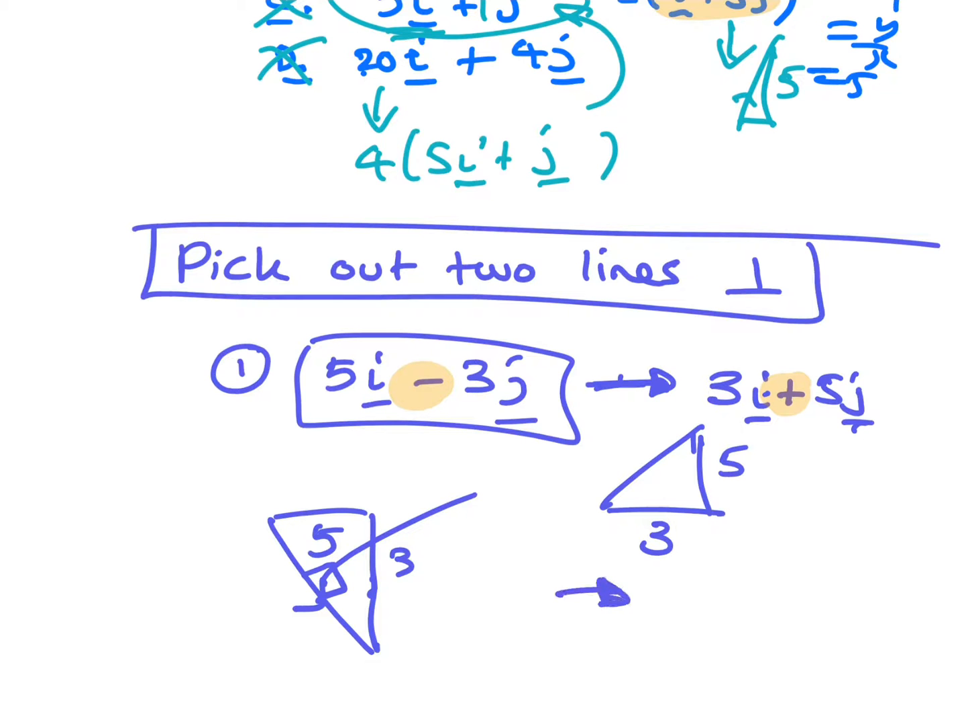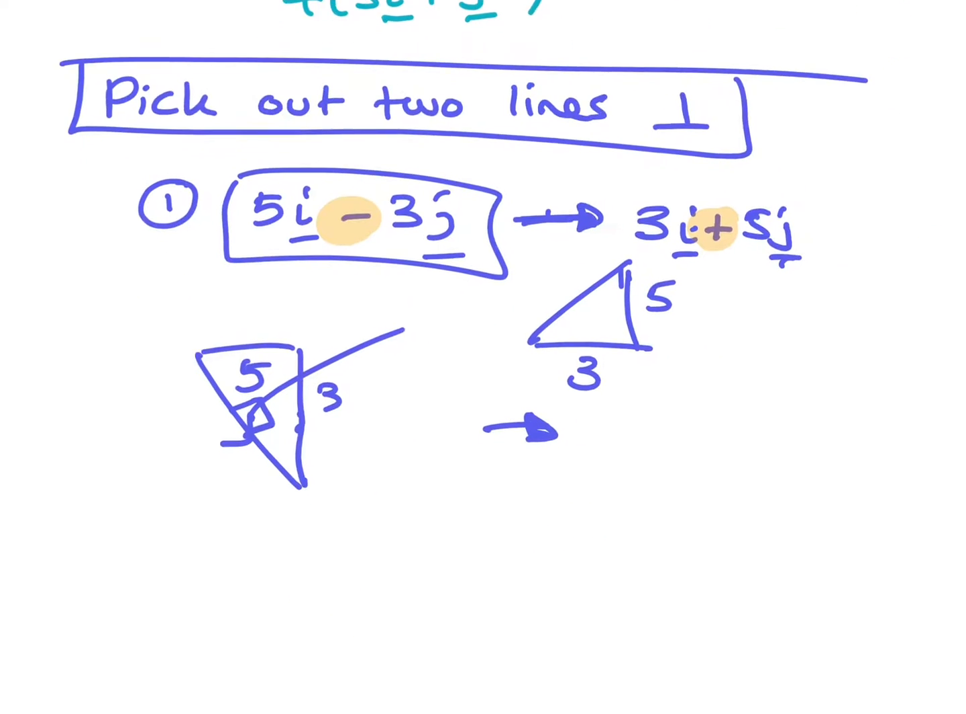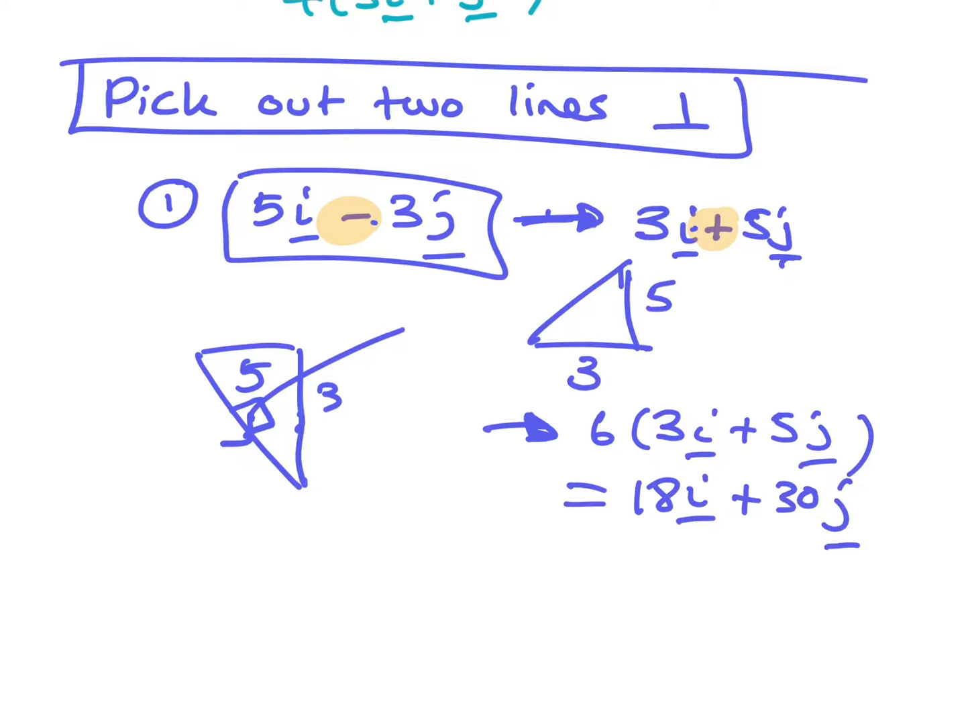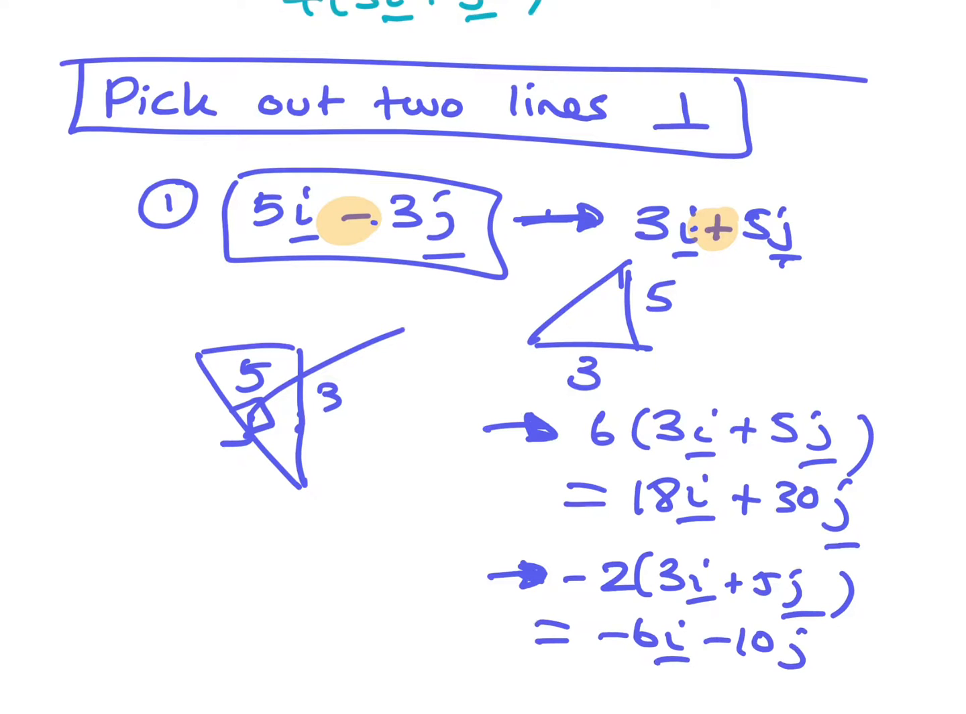So if I was finding another vector that was perpendicular to this vector, I would swap the 3 and the 5 and change one sign. Now all I have to do is maybe multiply that by any scalar and it would still be perpendicular, because all it's doing is changing its length. Even if you multiply by minus 2, you end up with minus 6i minus 10j. That would be perpendicular. And it follows along the lines of the gradient.